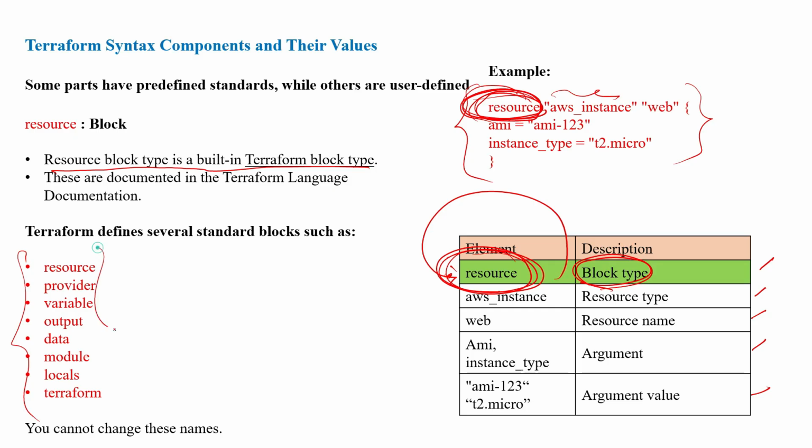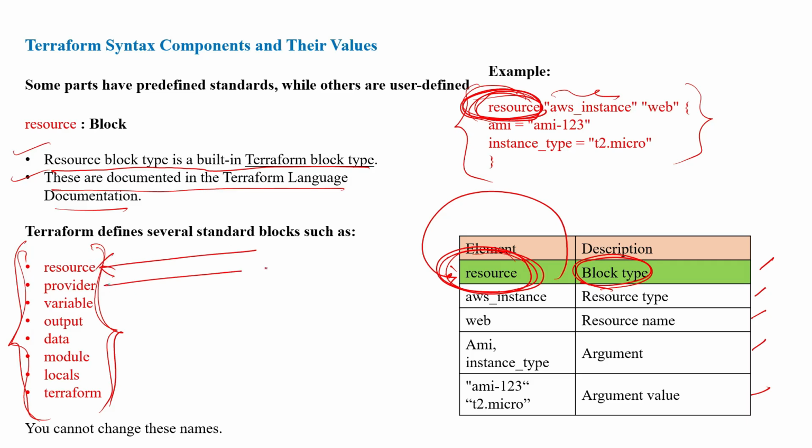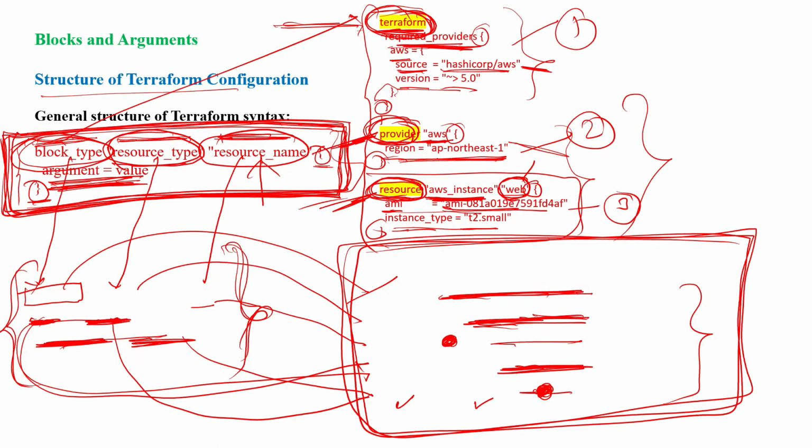So apart from that, as I said, we have multiple inbuilt block types. These are documented in the Terraform language documentation. So far we have seen resources, and apart from that, we have seen provider. Let me go back and show you. Here you can see we have seen the provider, the resources, and the Terraform block as well, in these three different blocks.